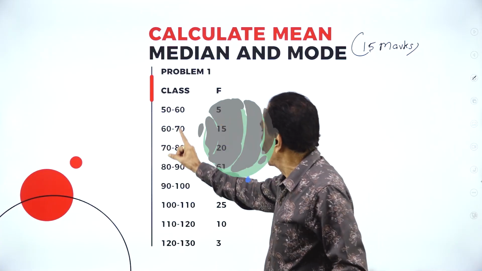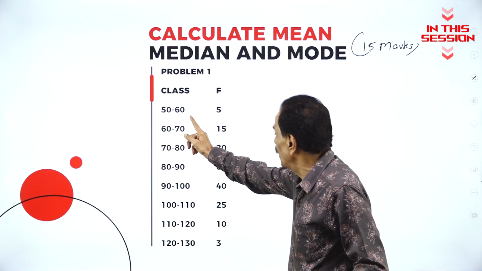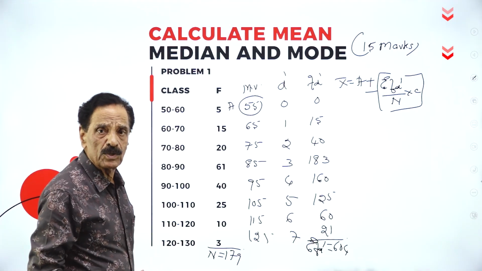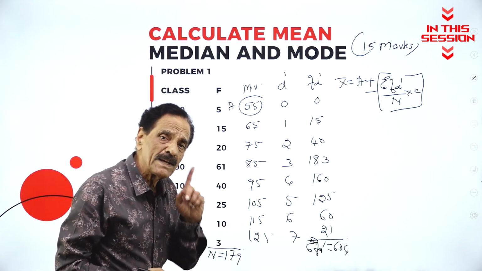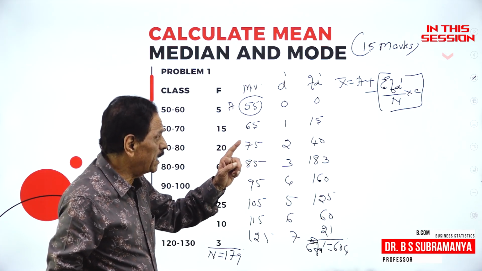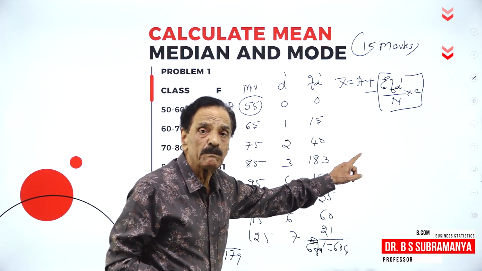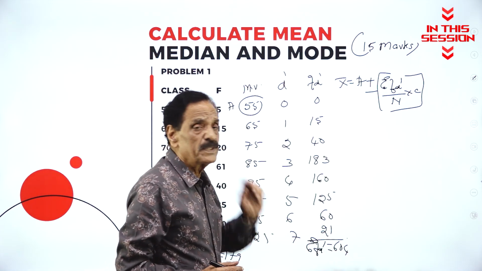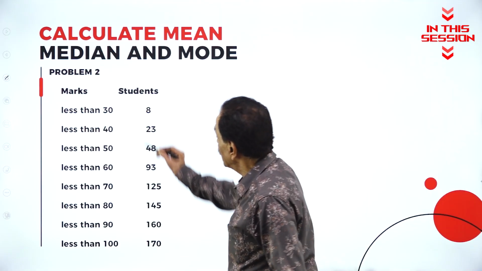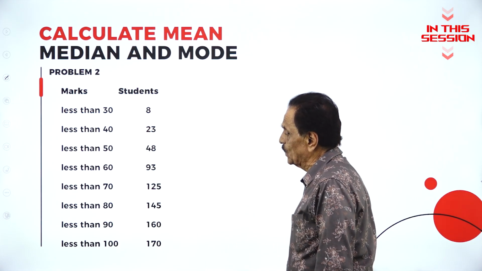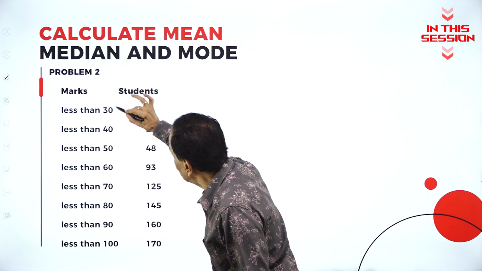So this is called lower limit. This is called upper limit. The difference is called class interval. Mean is equal to A plus or minus sigma ft dash divided by n into c. N means total number of frequency, where c is equal to class interval, where A is assumed. Less than 30, less than 40, less than 50, less than 60. So there is a difference of 10.